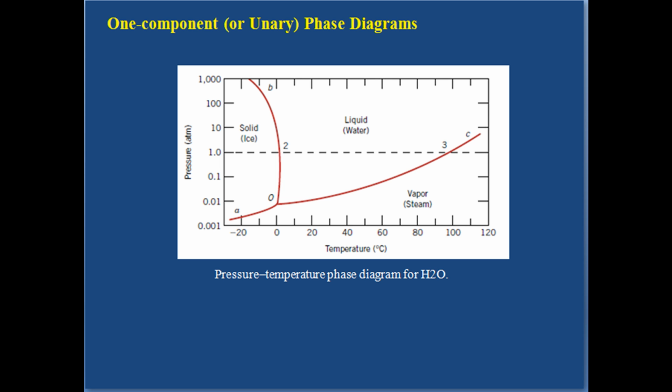For example, at 1 atmospheric pressure, during heating, the solid phase transforms to liquid phase, that is, melting occurs. At the point labeled 2 on the figure, the intersection of the dashed horizontal line with the solid-liquid phase boundary, this point corresponds to a temperature of 0°C. The reverse transformation, liquid to solid or solidification, takes place at the same point upon cooling.